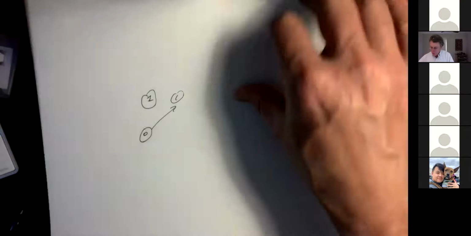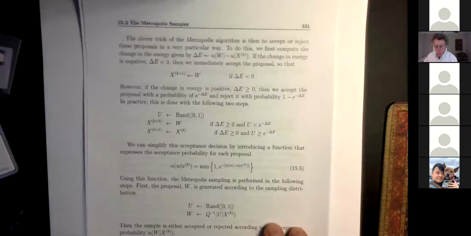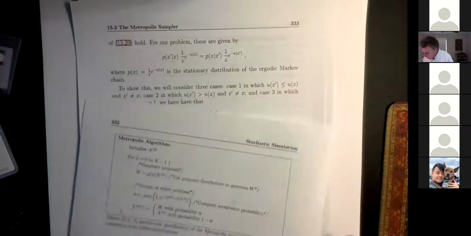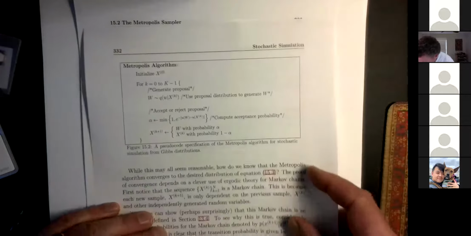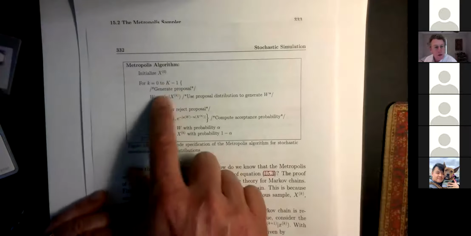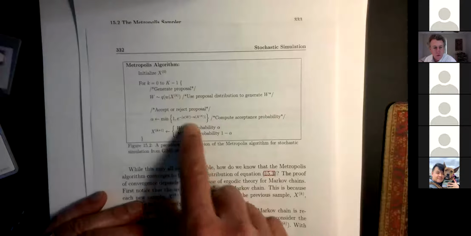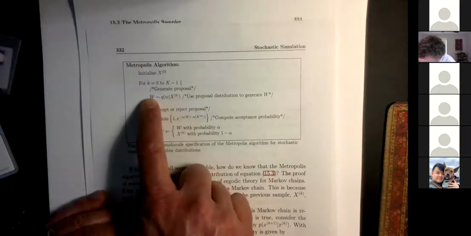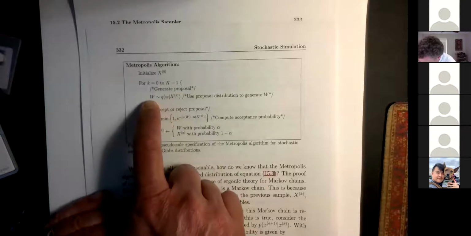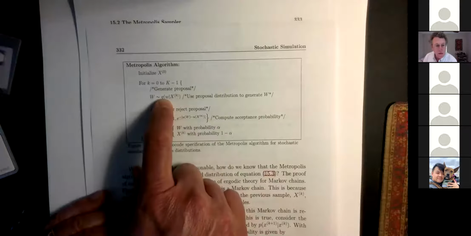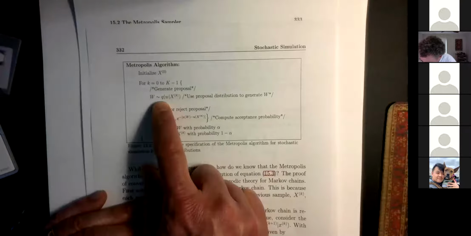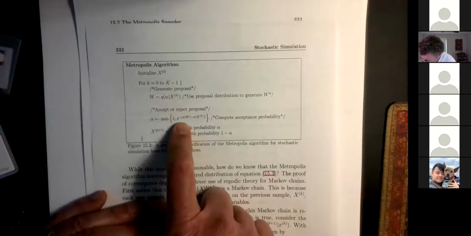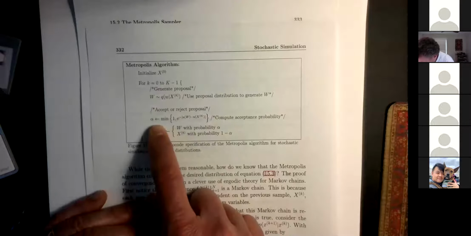If we make that core assumption, we can show that here. Let me see, here are some notes. This is just stating the thing in a little bit more detail, a different way of stating it. It looks a little different, but it's exactly the same algorithm I described. You generate some proposal, W. W is the proposal, what I was calling X prime. It's according to some distribution Q, and the Q has to have that symmetry property. And then you accept or reject the proposal.